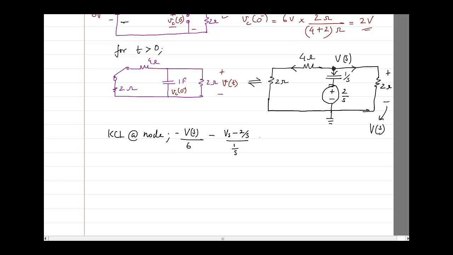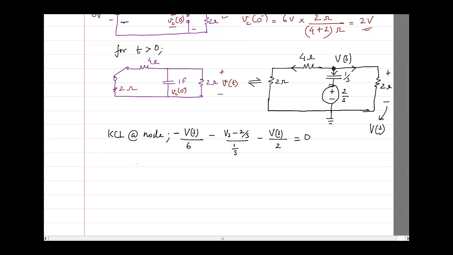the impedance, which is 1 by S. The last one is minus of V of S. Why did I put minus? Because it's an outgoing current, and outgoing current is always minus. So minus of V of S minus 0 divided by 2, that is going to be equal to 0. From which all are minus, so I can take all of them to the other side and get them as positive.